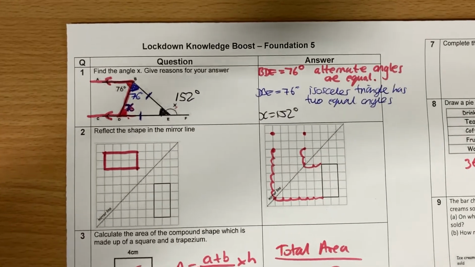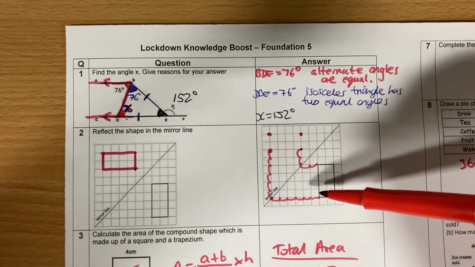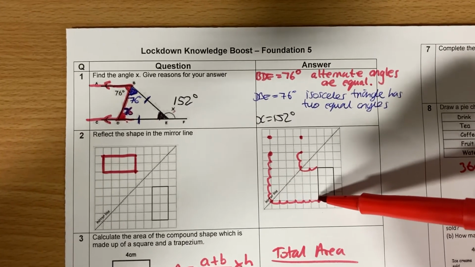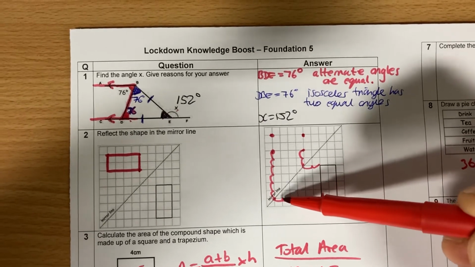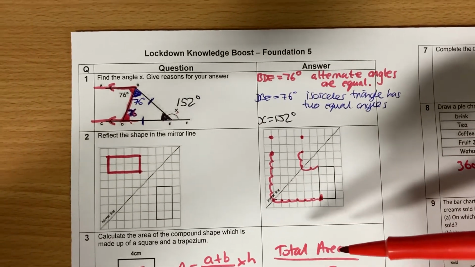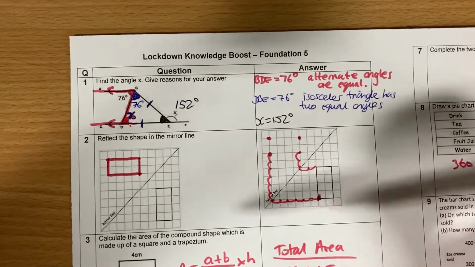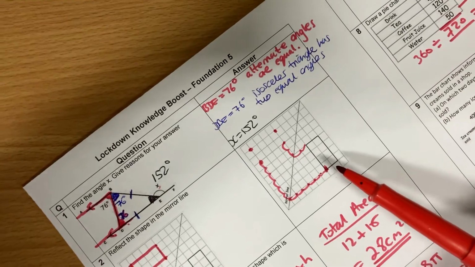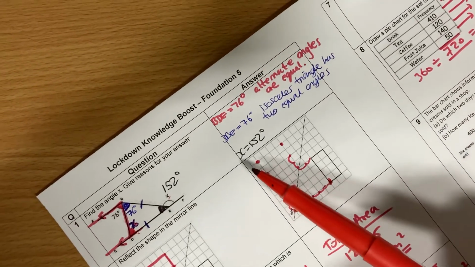Question 2, it should look like this. Just to make sure how to do that, if I count the squares from this corner here to the reflection line, the mirror line, we're going 1, 2, 3, 4, 5, 6 squares along. Now I need to reflect it at 90 degrees. So if we turn our page this way, we can see that if I'm going 6 squares this way, I'm going 6 squares this way.